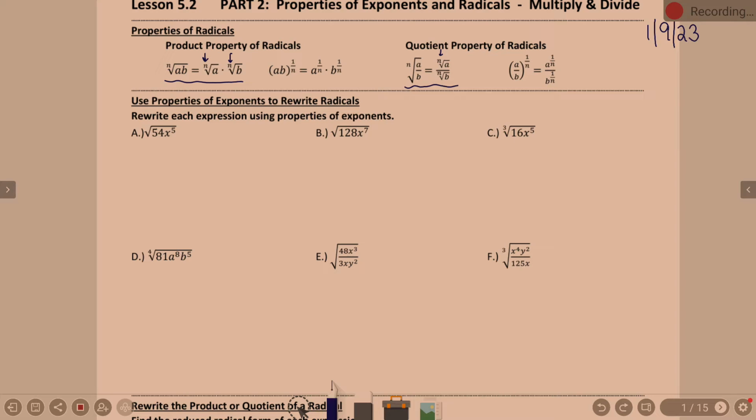One of the first things, so square root of 54x to the fifth. One of the first things I'll always check is, is 54 a perfect square? No. It's 3 square root of 6.